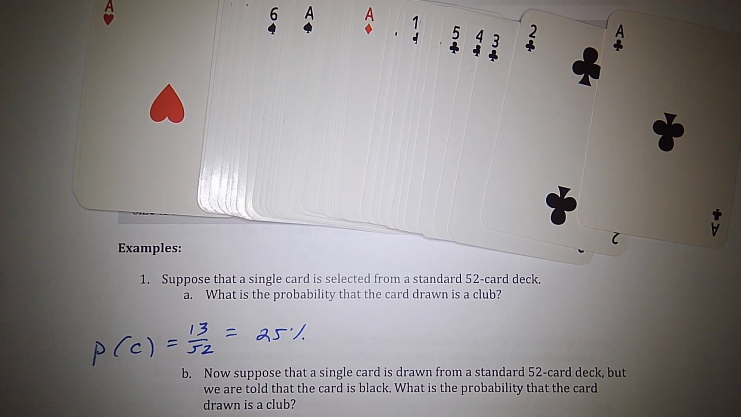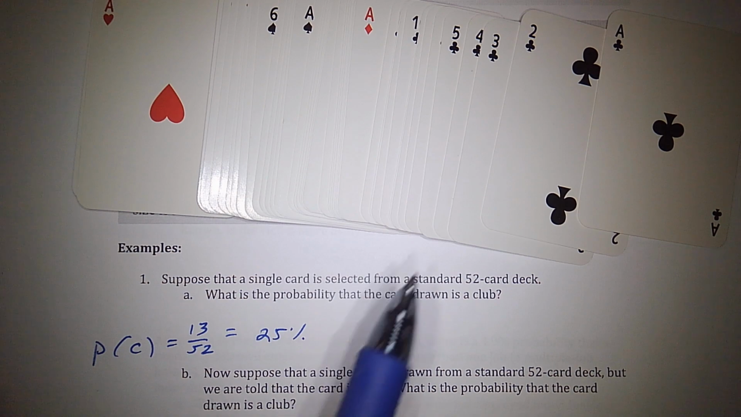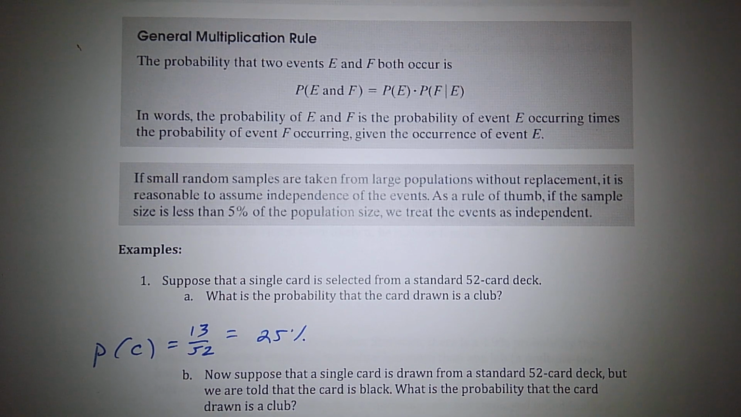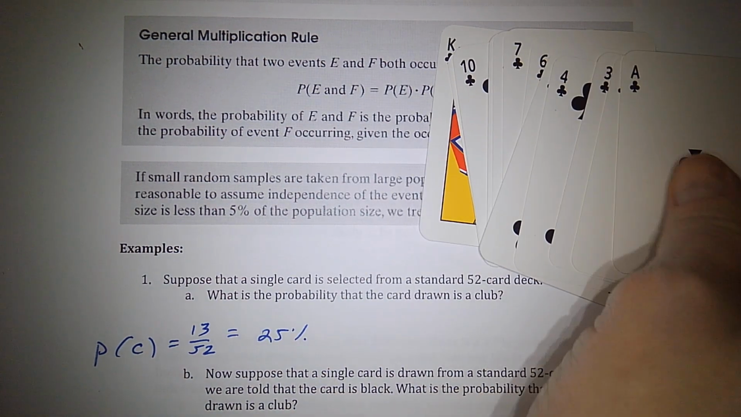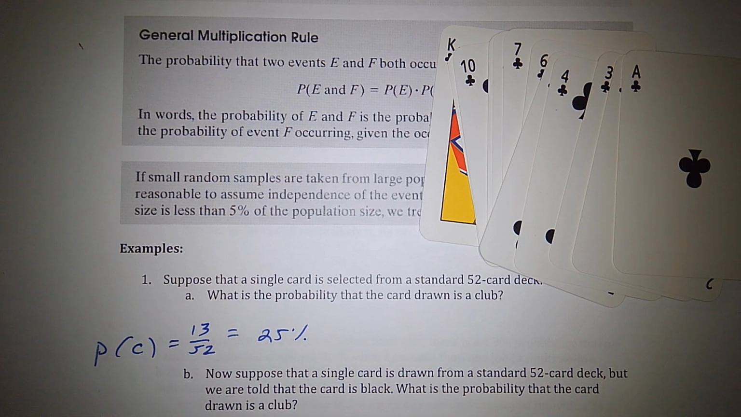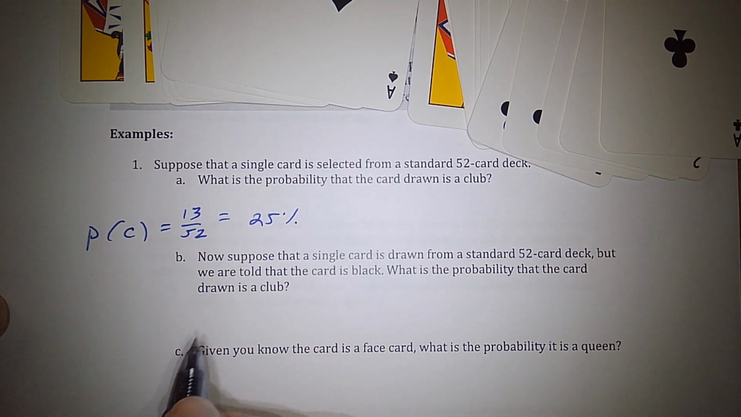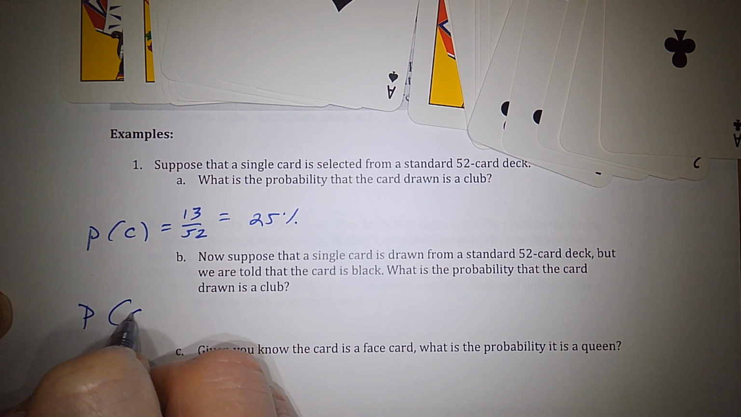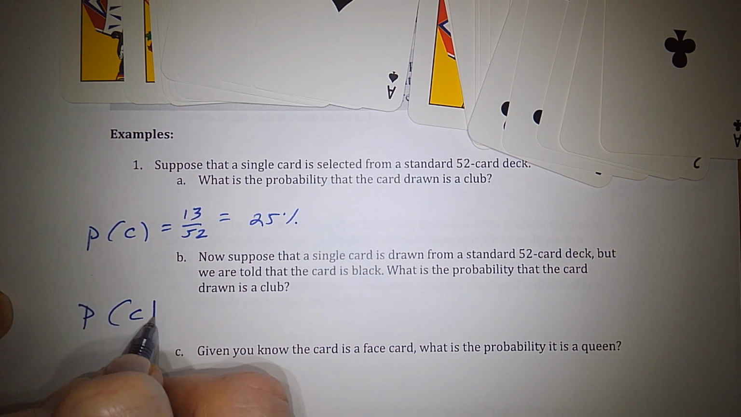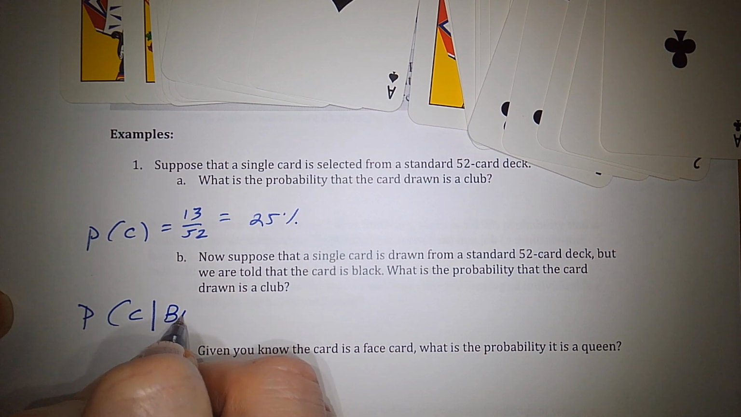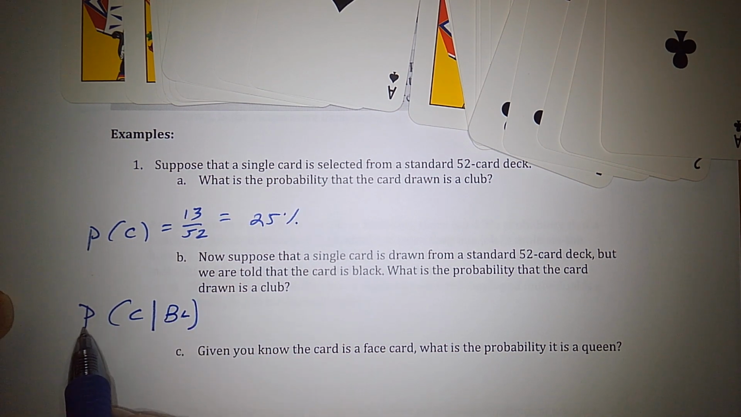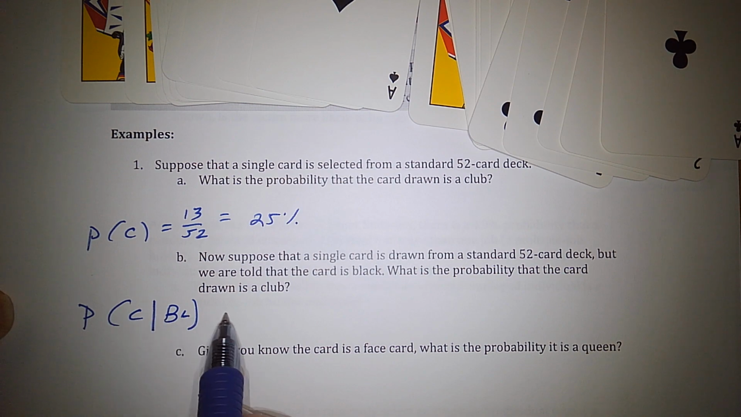However, now let's suppose a single card is drawn from the deck. We're told that the card is black. What then is the probability it's a club? So I'm looking at all of these cards and I'm told that the card is black. That means it either has to be a club or a spade, because it is basically not red. I'm specifically looking for the probability of selecting a club, just like the last example, but this time I'm given the extra piece of information that it's black. So we're looking for the probability of selecting a club given you know it's black.